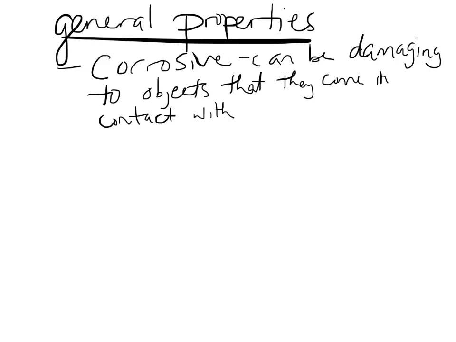So not all acids are equally corrosive, so we look at a property called pH, and they have a pH value less than 7. Okay. I'm going to spend some time talking about this pH scale before I go on to bases, and then we'll of course talk about bases in terms of pH as well.